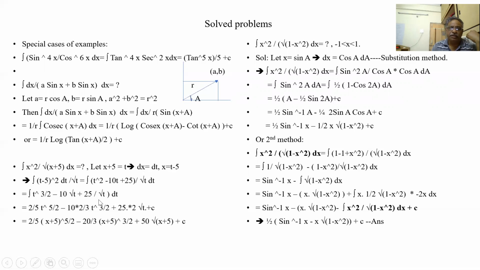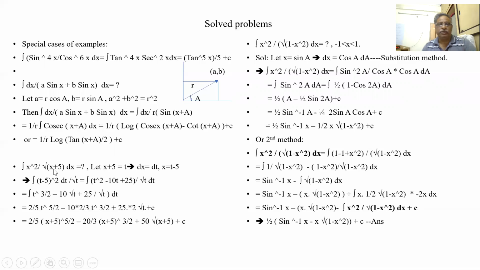So when I am simplifying, dividing by root t, I am getting t to the power of 3 by 2 minus 10 root t plus 25 by root t. Integrating, t to the power of 3 by 2 gives t to the power of 5 by 2 by 5 by 2, so 2 by 5 t to the power of 5 by 2, minus 10 into t to the power of 3 by 2 by 3 by 2, plus 25 into 2 root t. In place of t, I am putting x plus 5. This is my answer.